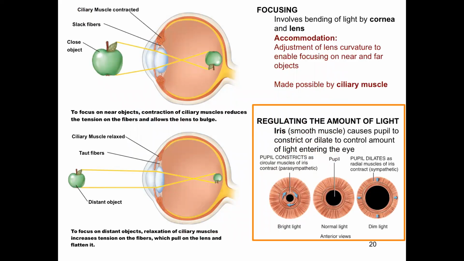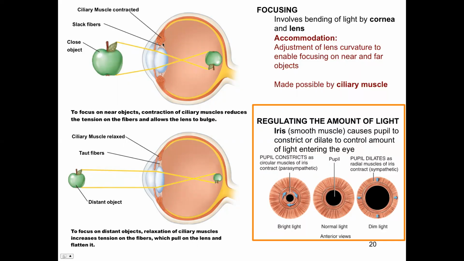Now, focusing, the way that works is done by the lens. The lens is what's going to focus the light on the retina. And this act of focusing involves the bending of the light by the cornea and the lens, because if you pass light into water, it's going to bend. The same thing happens here. This is a fluid-filled space. It's not air.